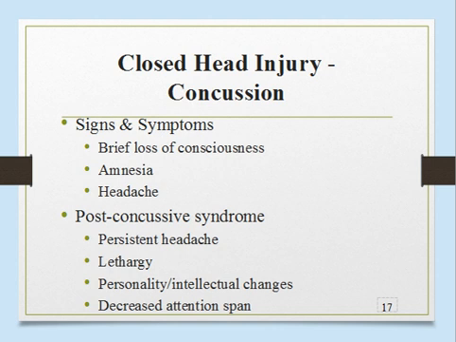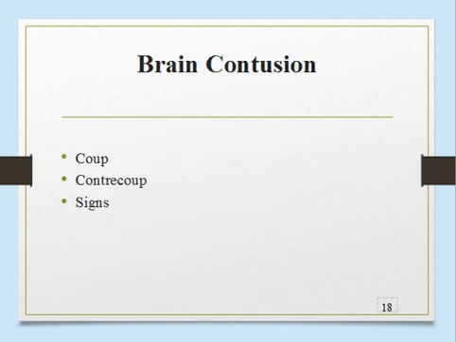Closed head injury, concussions, signs and symptoms: brief loss of consciousness, amnesia, headache, post-concussive syndrome, persistent headaches, lethargy, personality and intellectual changes, and decreased attention span. Brain contusion, you may have a coup or a contrecoup injury. What happens inside your skull is your brain actually hits the front of your skull, and then it bounces back and hits the back in a countercoup, causing a contusion.